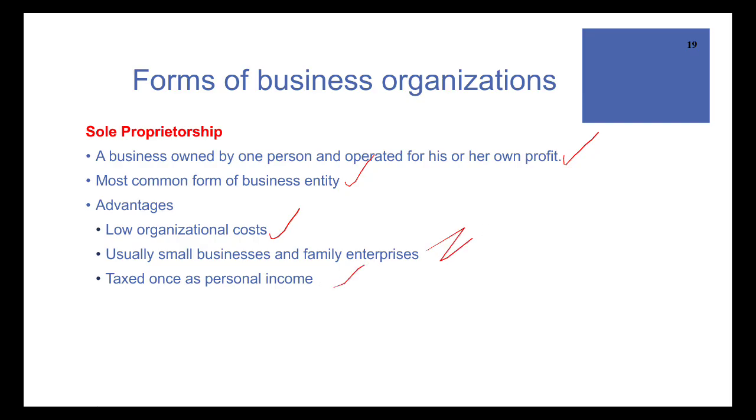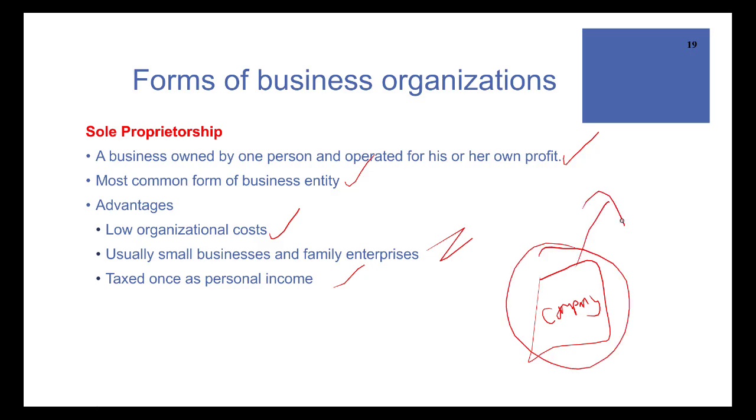Advantage: tax once on personal income. Now, why is this an advantage? If you own a company, you're going to pay tax two times. You pay tax on the company's profits and on the investors' profits, so your shareholders. The shareholder pays tax on their profits and the company pays tax. That's a disadvantage.